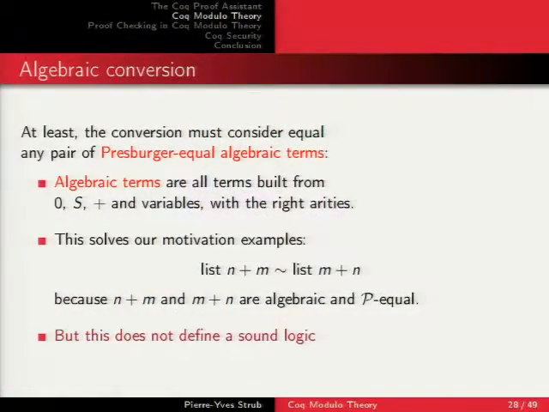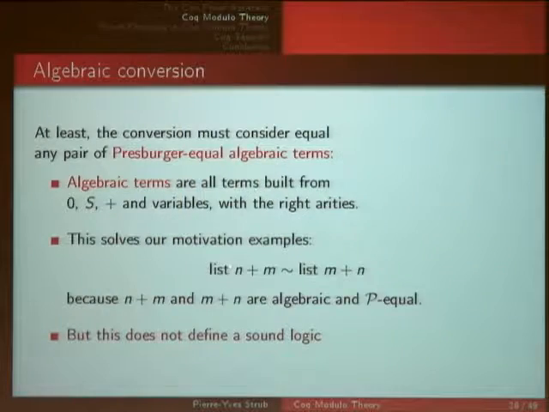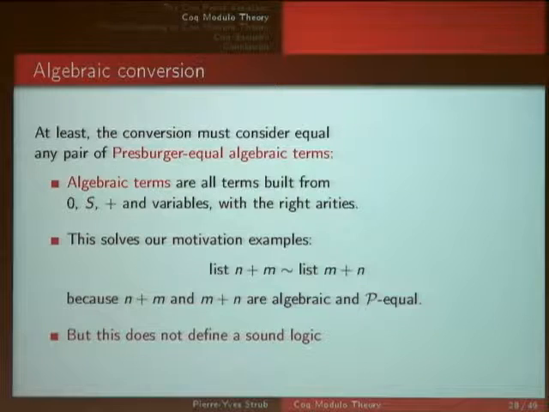And what we want at least is that the conversion must consider equal any pair of Presburger-equal algebraic terms. What I call algebraic terms is any Coq term built from 0, successor, plus, and variables with the right arities. For instance, if I take the dependent type of lists depending on their size, a natural number, this will solve the motivating example, telling that this type is now convertible to that type because that subterm is algebraic. It is built from plus and variables. And n plus m and m plus n are equal in Presburger arithmetic.